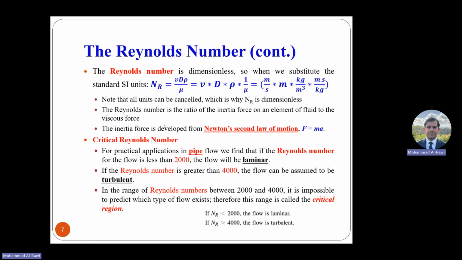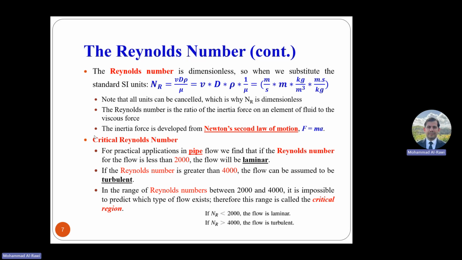The Reynolds number is the ratio of the inertia force on an element of fluid to the viscous force. So this is the definition of Reynolds number. The inertia force is developed from Newton's second law of motion, which is force equals mass times acceleration.